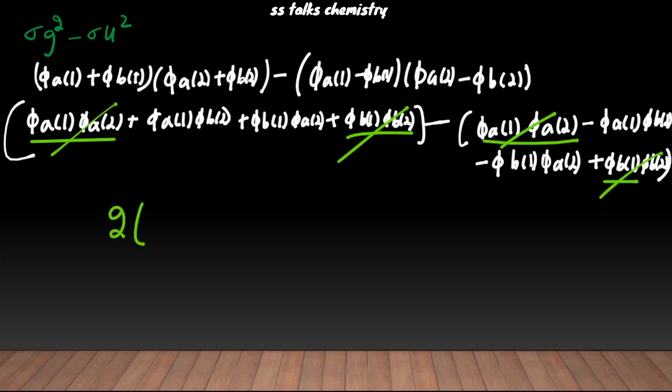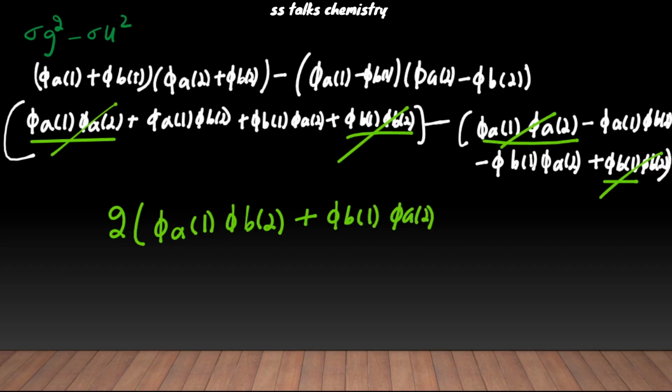So what we are getting is 2 times phi A1 into phi B2 plus phi B1 into phi A2 only. So this is what you are getting. It is implying the first electron on atom A, the second electron on atom B. So covalent, because sharing of electrons is done.